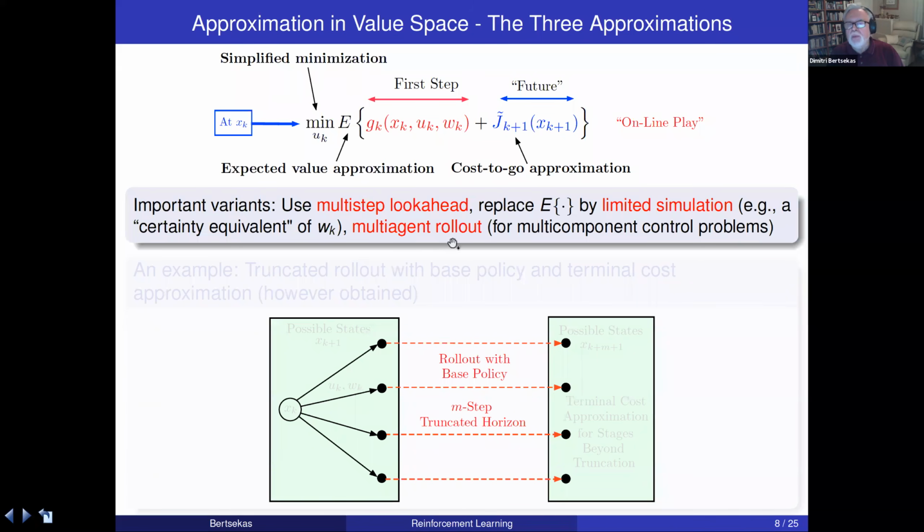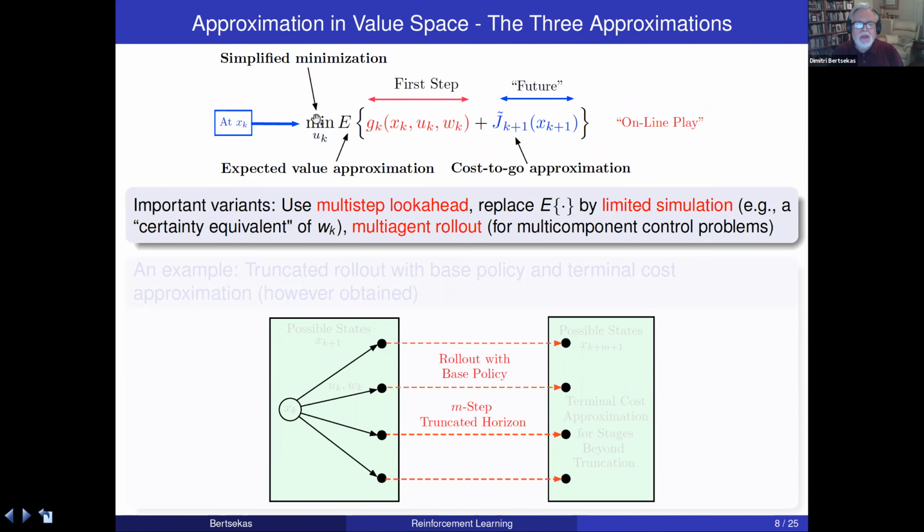Simplified minimization. An example of this is multi-agent rollout, which we're going to look at a little bit in the next lecture. This applies to the case where you have a control that consists of multiple components. And instead of minimizing over all of them simultaneously, you minimize one at a time. Turns out that you can do that and get away with it to a great extent. And that's one possibility for simplified minimization. Okay, so a lot of our course is going to deal with how do we do this approximation, how do we do this simplification.